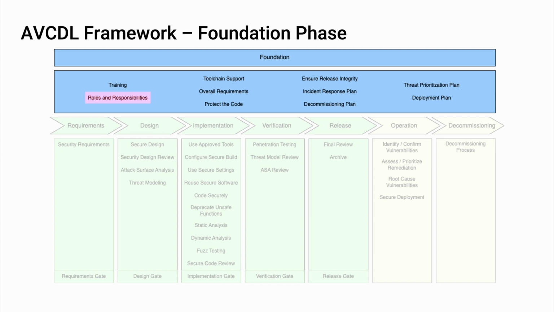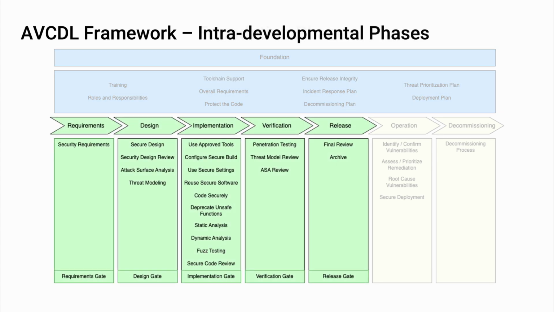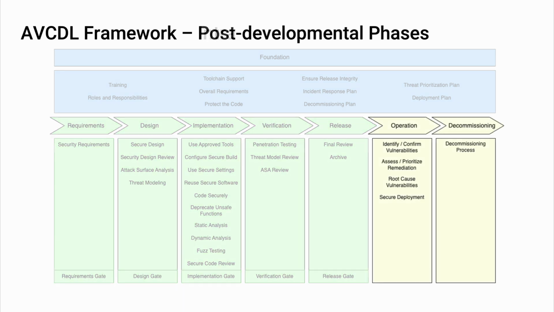For instance, when you're talking about roles and responsibilities, those are done on a product-by-product basis. The same is true for the overall requirements, toolchain support, or incident response. The next group contains the intra-developmental phases. These are the build-the-product phases. They follow the same general pattern as a standard development lifecycle, where we have requirements, design, implementation, verification, and release phases. Finally, the post-developmental phases include operation and decommissioning.